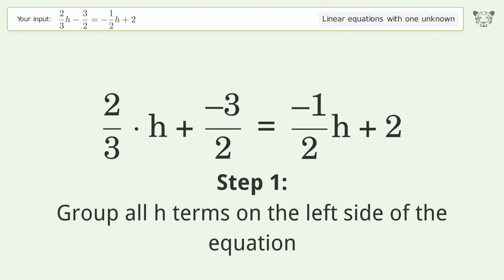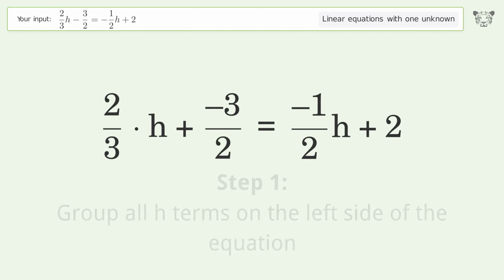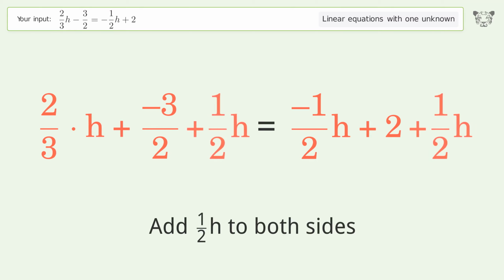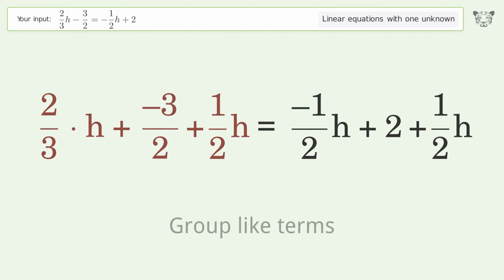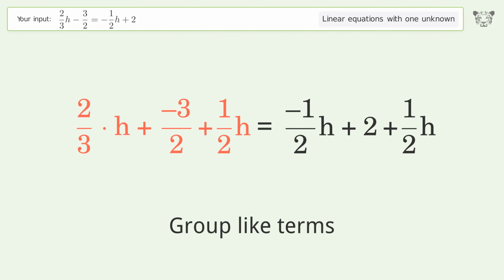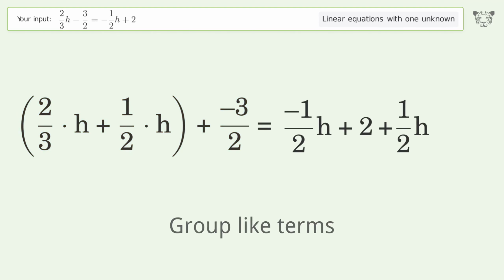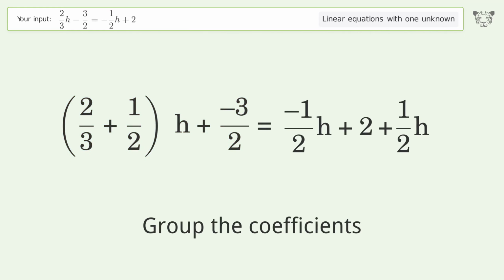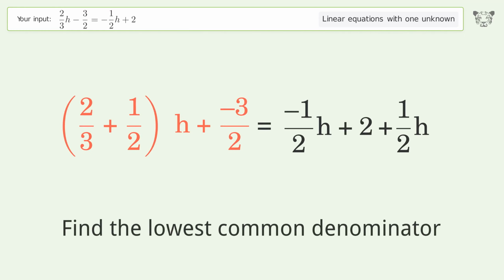Group all h terms on the left side of the equation. Add 1/2h to both sides. Group like terms. Group the coefficients. Find the lowest common denominator.